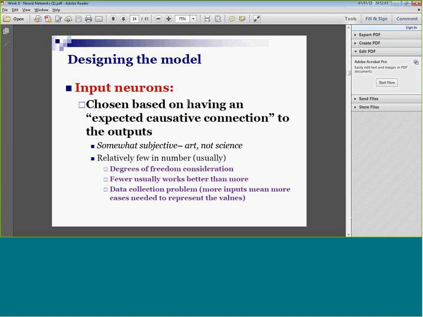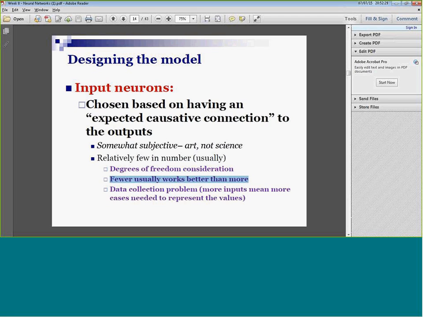Okay, you choose them based on having an expected causative connection to the outputs that you don't know for sure. You would like them to be relatively few in number. Again, parsimonious. Same as before, input parsimony is key. You have degrees of freedom problems if you have more. Actually, it turns out fewer works better than more for most neural networks.